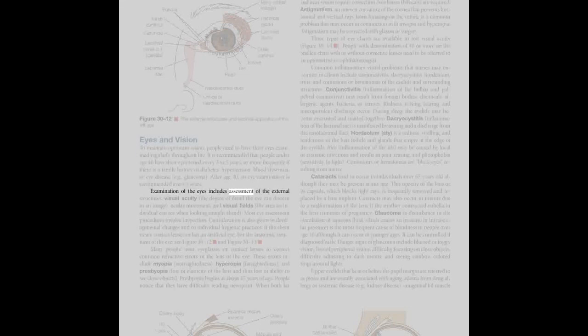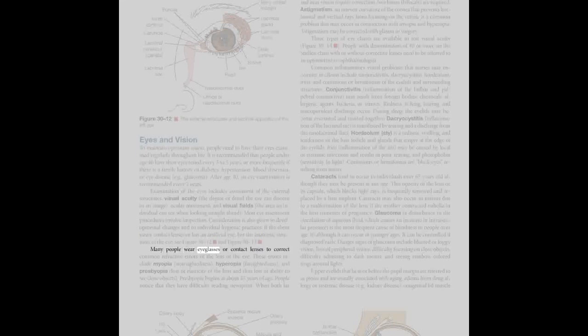Examination of the eyes includes assessment of the external structures, visual acuity, the degree of detail the eye can discern in an image, ocular movement, and visual fields, the area an individual can see when looking straight ahead. Most eye assessment procedures involve inspection. Consideration is also given to developmental changes and to individual hygienic practices if the client wears contact lenses or has an artificial eye. For the anatomic structures of the eye, see Figure 30-12 and Figure 30-13.